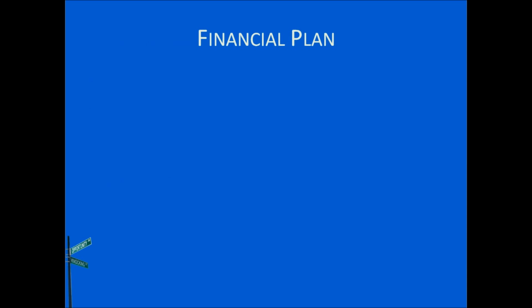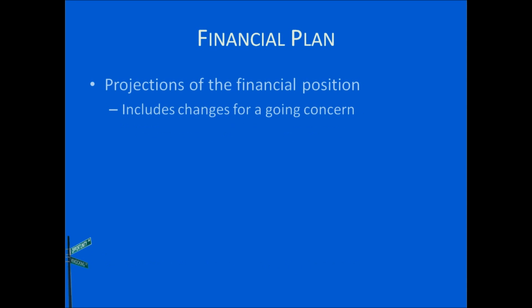The dreaded financial plan. Basically, these are projections of the financial position. Now, if you're a going concern or a business that's already running, you need to include any changes that you propose making. So let's say that you're going to buy a new plant in 3 years. Then in the third year, the financial statement should recognize either a mortgage or a payment for the actual purchase of the plant or something like that.